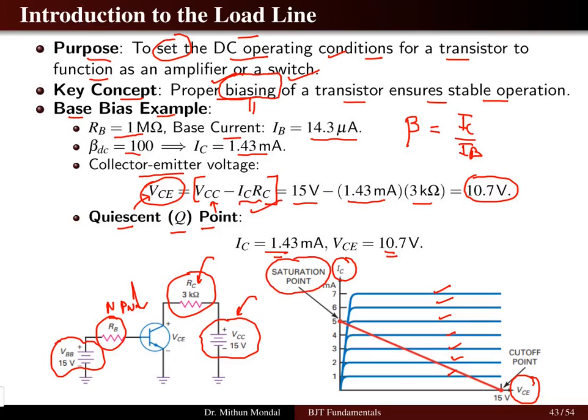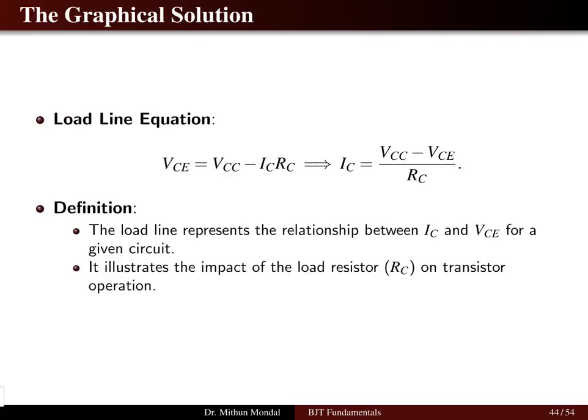One is the saturation point and another is the cutoff point. The saturation point is the point where the collector to emitter voltage is 0, and the cutoff point is the point where the collector current is 0. So these two points are important to calculate the quiescent point. We will see how to obtain this quiescent point in the load line.